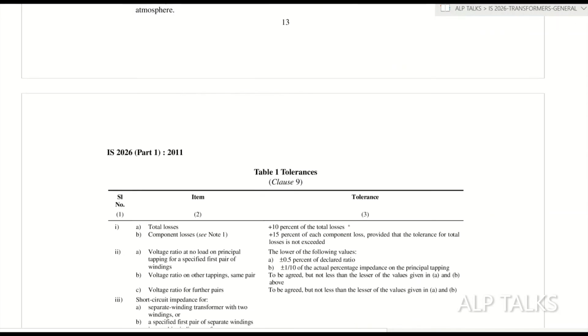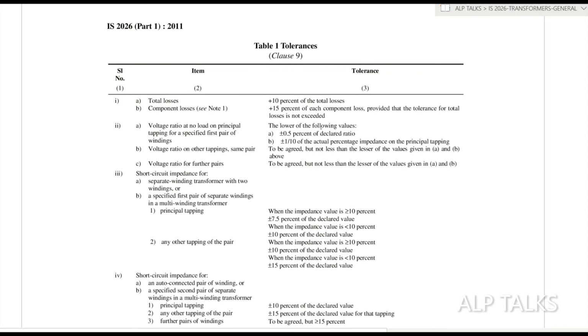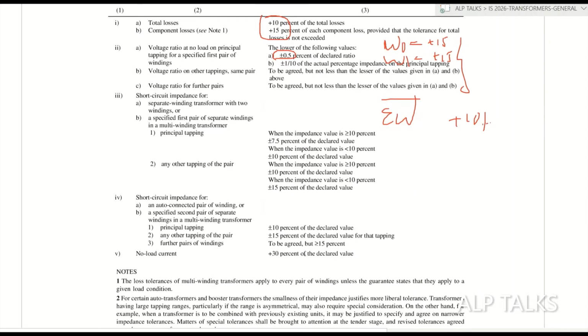Yeah, here are some other things. We can see it here. The ratio tolerance is plus or minus 0.5% ratio error. The losses are 10% for the total. Individual losses can be 15%. For example, no load losses can be plus 15%, and the load losses can be plus 15%. But together, whatever we declared as the sum of them, only 10% is applicable. That's what this says. But yes, that purely depends on the customer. Nothing is required to do.